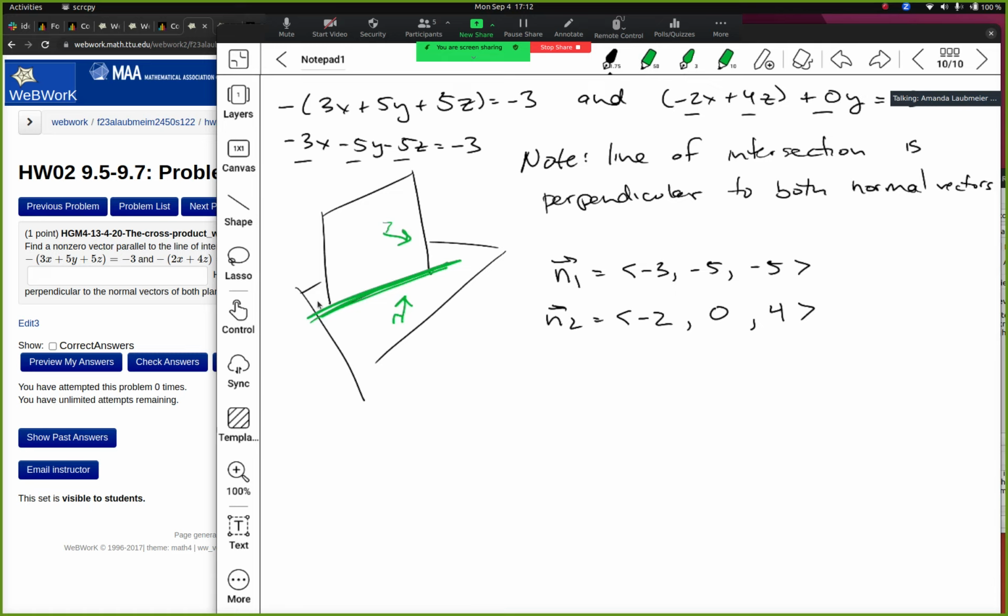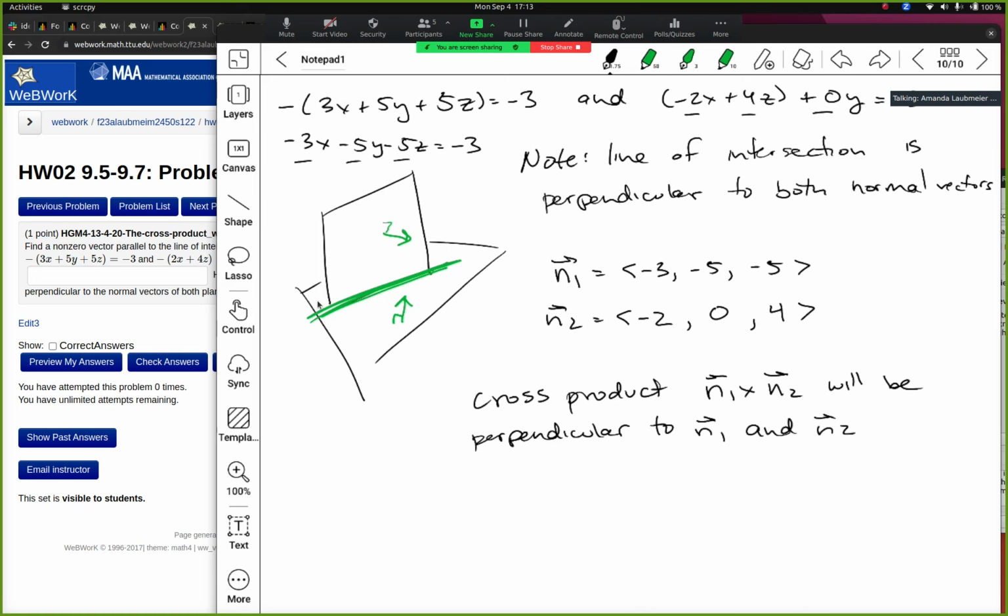we learned this property of cross products, which is that if you take the cross product of two vectors, the direction of the cross product is perpendicular to the two vectors that made the cross product. So cross product n1 cross n2 will be perpendicular or normal or orthogonal to the two vectors that made it, n1 and n2.